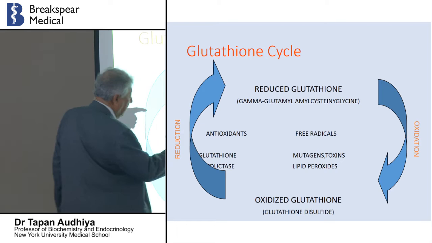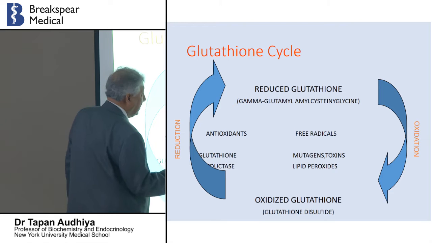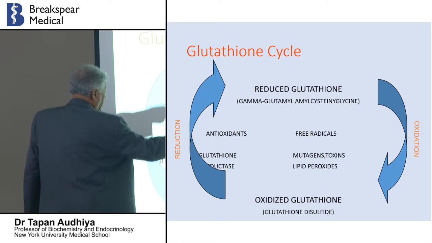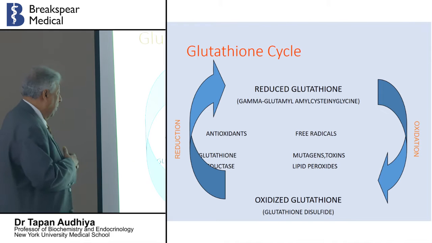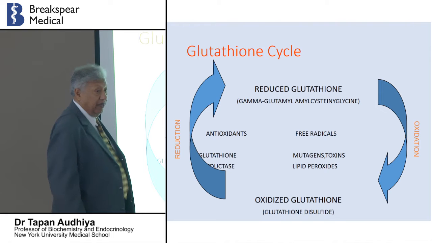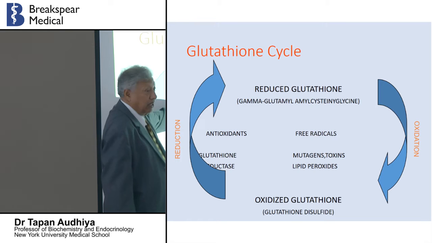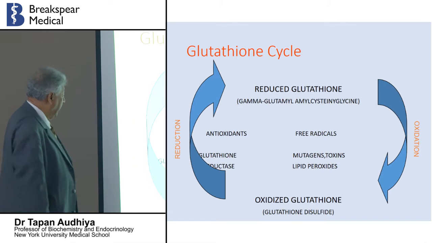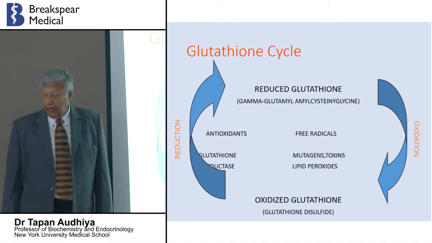Now, it oxidizes to oxidized glutathione with the help of an enzyme called glutathione peroxidase. And then it reduces down again, the cycle continuously going on with glutathione reductase. And this enzyme requires vitamin B2. So if anybody has a low level of reduced glutathione and a high level of oxidized glutathione, if you give them an appropriate dose of vitamin B2, the chances are that you can get the cycle going in a proper way.